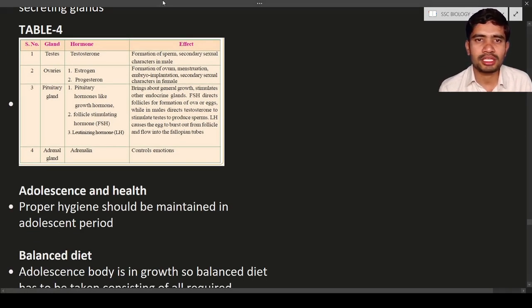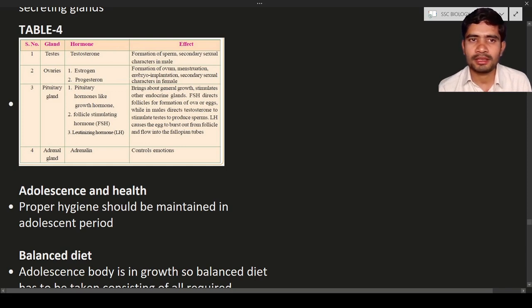In table 4 we are going to describe different glands like testes, ovaries, pituitary gland, and also adrenal gland. The testes are going to produce a hormone known as testosterone. This testosterone is going to help in the formation of spermatozoa. It is also responsible for secondary sexual characters in males.